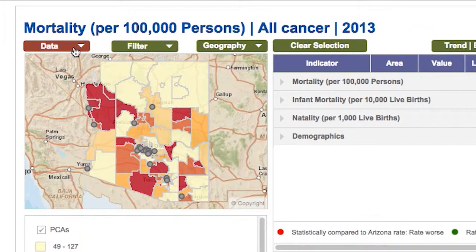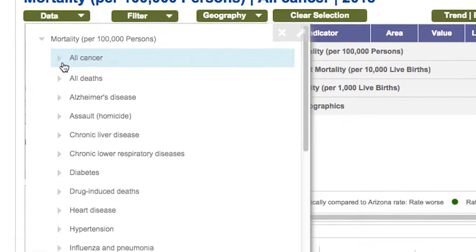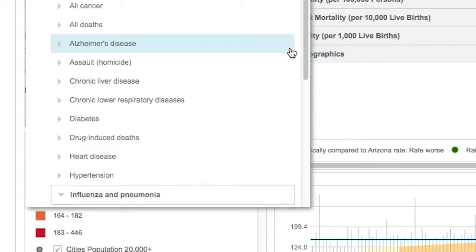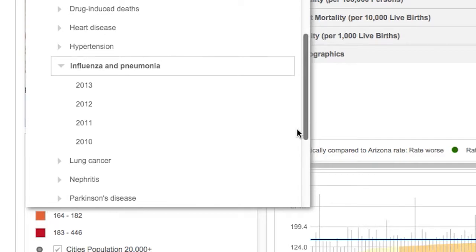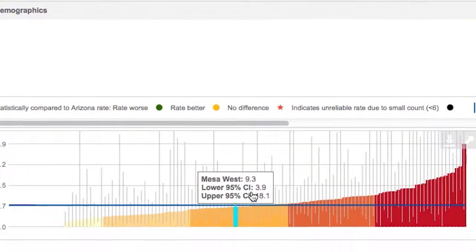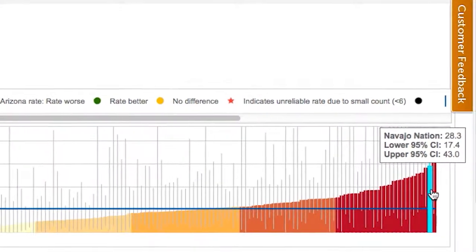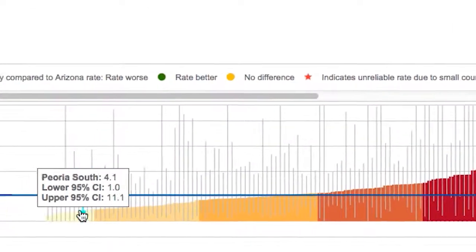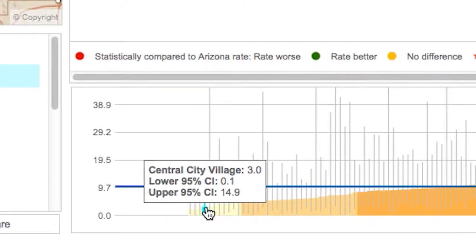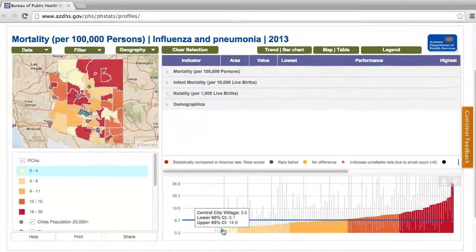Next, we must change our variable from cancer to influenza and pneumonia. When we do this, we're going to want to select our most recent data. When we look at this data, we see a wide range of values. Some communities are much higher, while others are a lot lower. We want to identify those communities with the highest rates, then gather as much information as we can about these areas to aid our public health professionals in developing an effective intervention strategy.